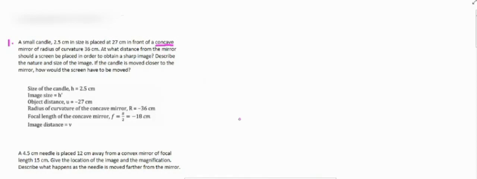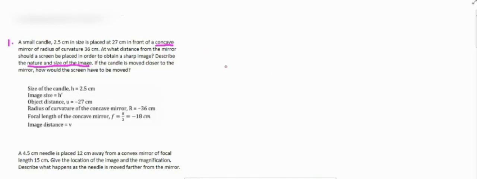Focal length f is equal to r by 2. We will get minus 18 centimeter. And you are asked to find the nature and size of the image formed. Nature and size of the image means you have to find the image distance, and nature of the image means mainly the linear magnification you need to find.